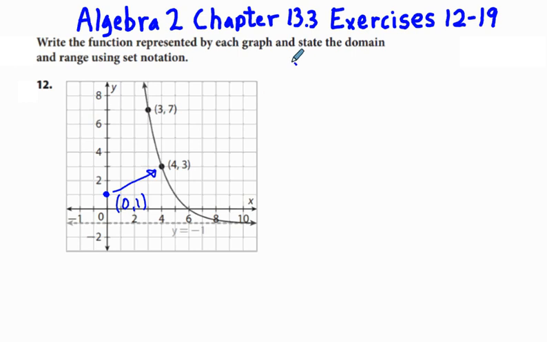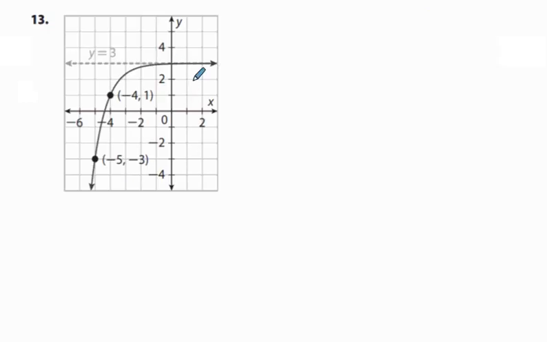We're going to start with the parent function, which is f of x equals a times base to the power of x minus h plus k. And we're going to start with this point here, and then work backwards. And I'm going to work out the odd number problems in these sets. I'm going to go straight to 13 and go from there.